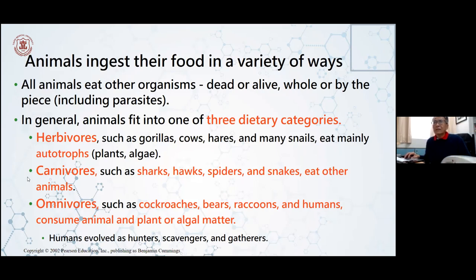And some animals only eat other animals, and are called carnivores. Carnivores like sharks, hawks, spiders, and snakes eat other animals. And some animals eat plants and also eat meat, and are called omnivores. Animals like cockroaches, bears, raccoons, and humans can consume both plants and animals. So we can divide animals by their foods into herbivores, carnivores, and omnivores.